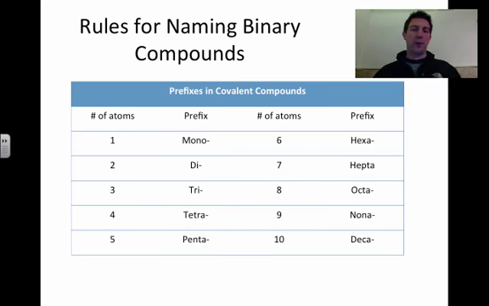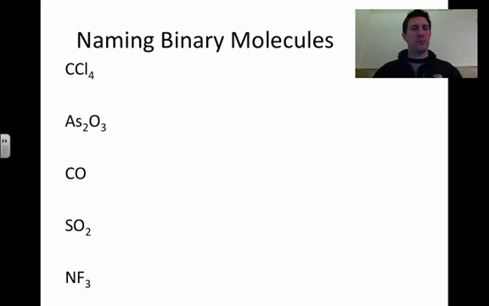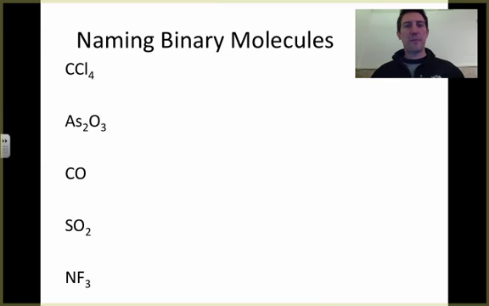I've got this whole list. I'm not going to go through the whole thing, but these are the prefixes in covalent compounds. If we only have one of something, it's mono. If we have 2, we put di, 3 tri, 4 tetra, 5 penta, and we won't use the other ones hardly at all. In fact, we'll use about 1 through 4, and then occasionally hepta for 7. You'll see some exceptions with that one. Let's name a few of these.